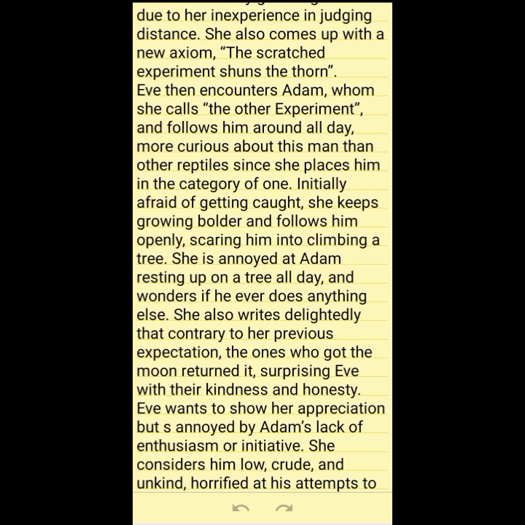Eve then encounters Adam, whom she calls the other experiment. So finally, in Eve's diary story, we have reached the point where she is meeting Adam. She follows Adam all day and she calls him the other experiment.